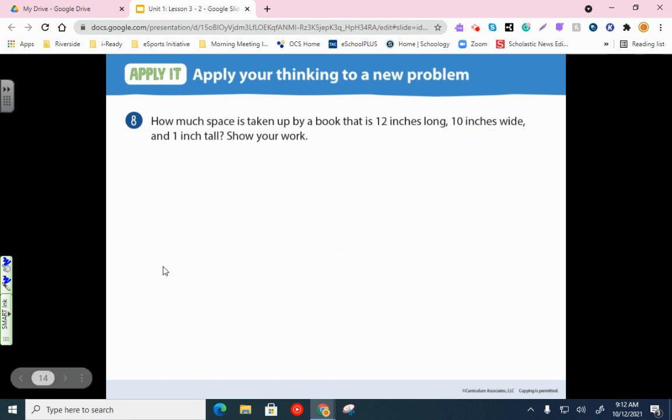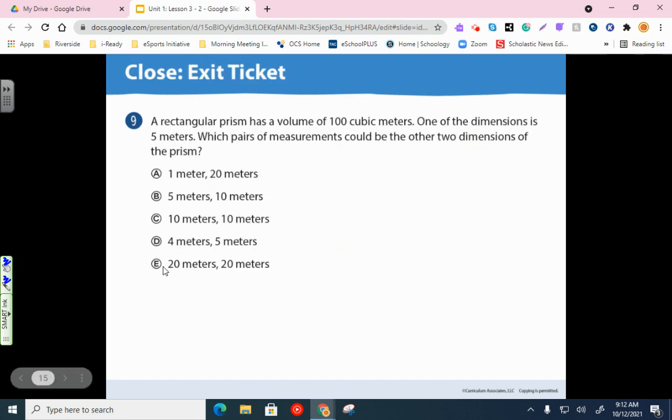And this last one says a rectangular prism has a volume of 100 cubic meters. So underline that. One of the dimensions is 5 meters. So for all of these, A through E, one of them is 5. Which pair of measurements could be the other two dimensions of the prism? So let me explain how we're going to figure this out. So all of these are going to be 5 times something, since one of the measurements is definitely 5.